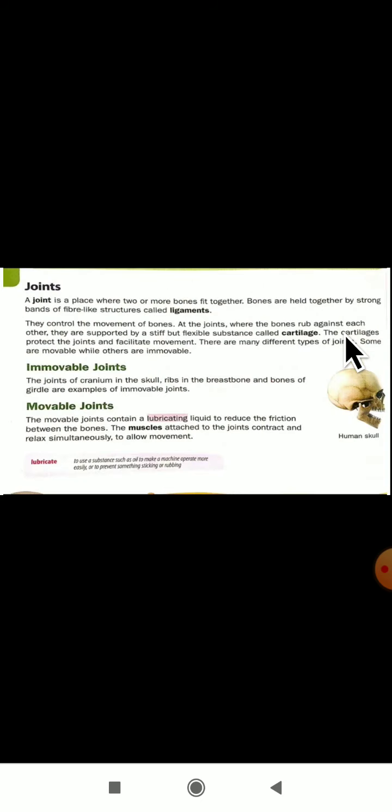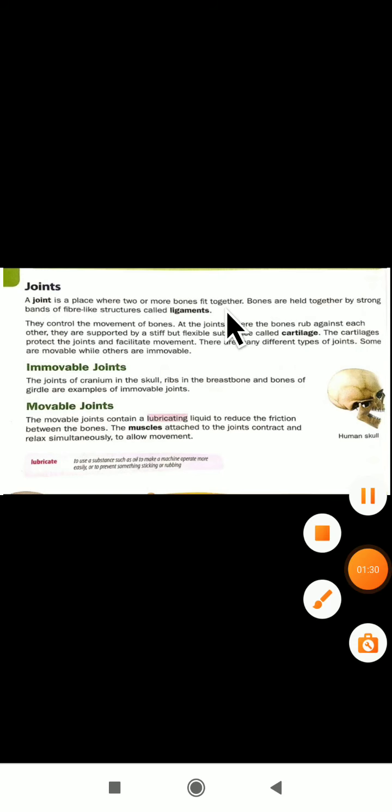So today let us learn about the joints. Dear students, what are joints? Can you define what joints are? Can you tell me the definition of a joint? This is a new concept for you, so let us study what a joint is.